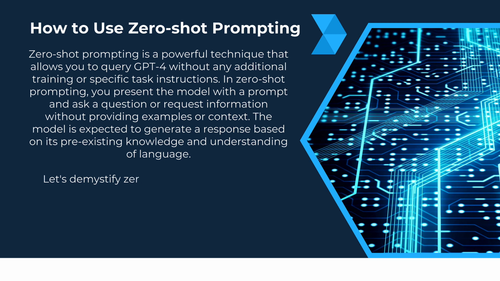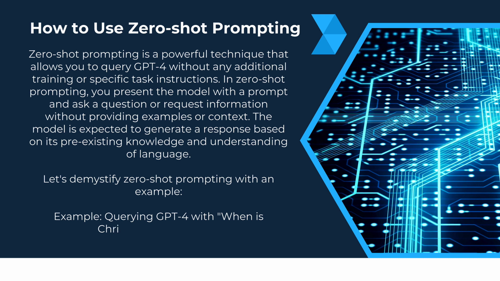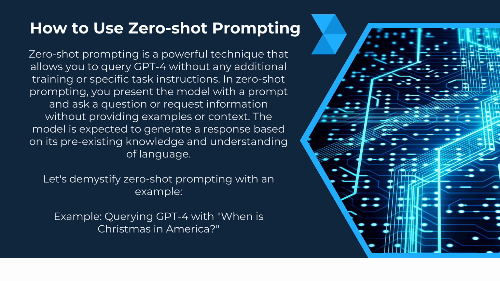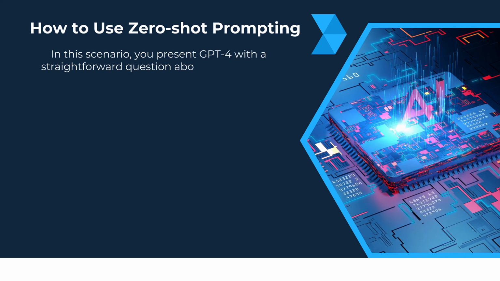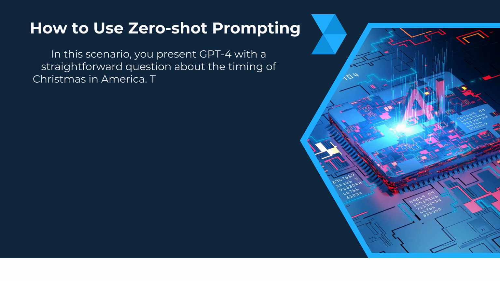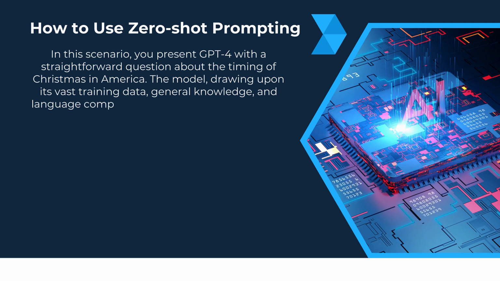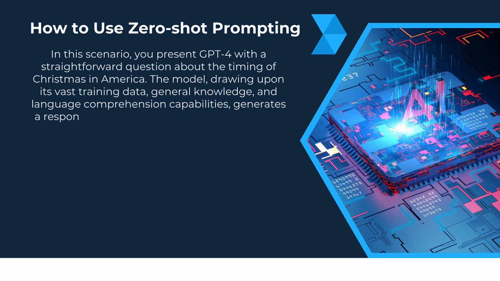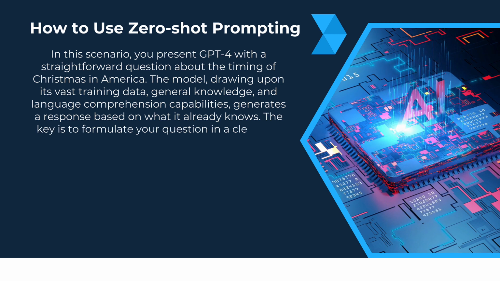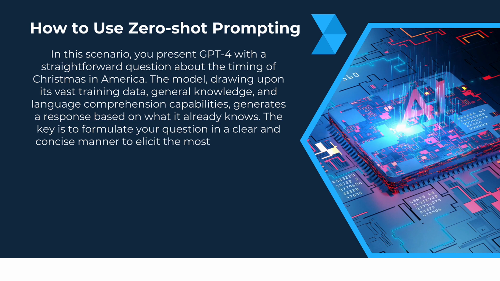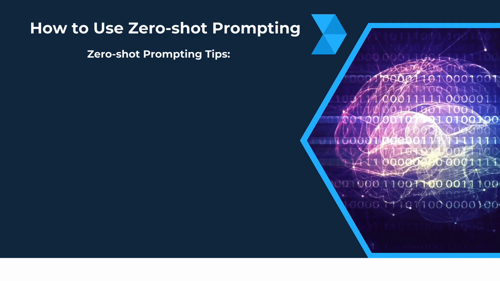Let us demystify zero-shot prompting with an example. Example: querying GPT-4 with "When is Christmas in America?" In this scenario, you present GPT-4 with a straightforward question about the timing of Christmas in America. The model, drawing upon its vast training data, general knowledge, and language comprehension capabilities, generates a response based on what it already knows. The key is to formulate your question in a clear and concise manner to elicit the most accurate and relevant information. Zero-shot prompting tips.